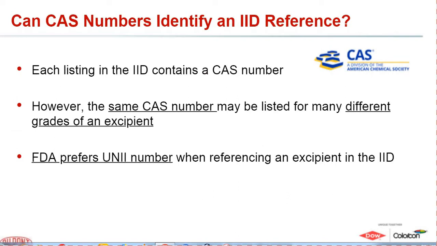CAS numbers are also listed in the IID, and can these identify an IID reference? Well, each listing in the IID does have a CAS number, but that CAS number may be the same as listed for many different grades of an excipient. So FDA actually prefers that the Uni number be used when referencing an excipient in the IID.